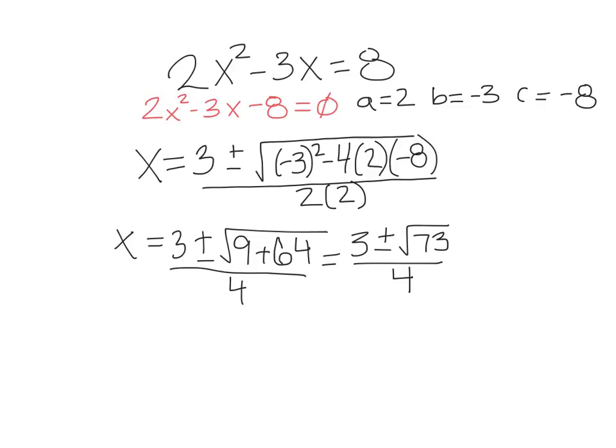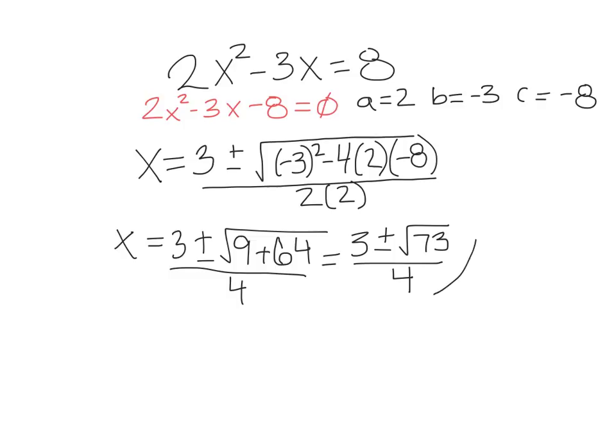So I would take 73 and see if I can fit any prime numbers into it, but I don't think I can. 73 is not divisible by 3, not divisible by 2, not divisible by 5. I can't do anything with that, okay? So now I'm just going to leave it. If I could simplify the radical, I'd simplify the radical. If I could reduce anything, like if this was 2 over 4, I could write it as 1/2 plus or minus the square root of 73 over 4. I'd do that if I could reduce any of my fractions.